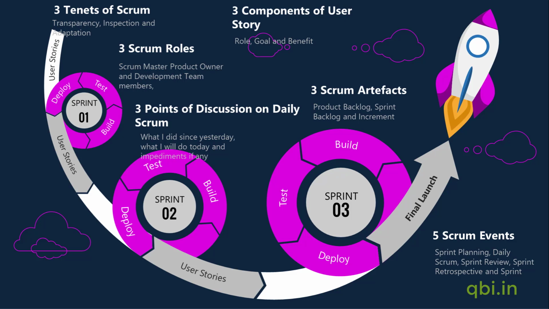3 Scrum roles are Scrum Master, Product Owner and Development Team Members. 3 points of discussion on daily Scrum are: what I did since yesterday, what I will do today, and mentioning obstacles if any. 3 Scrum artifacts are Product Backlog, Sprint Backlog, and Increment. There are 5 events in Scrum: Sprint Planning, Daily Scrum, Sprint Review, and Sprint Retrospective. Sprint is also considered as an event.